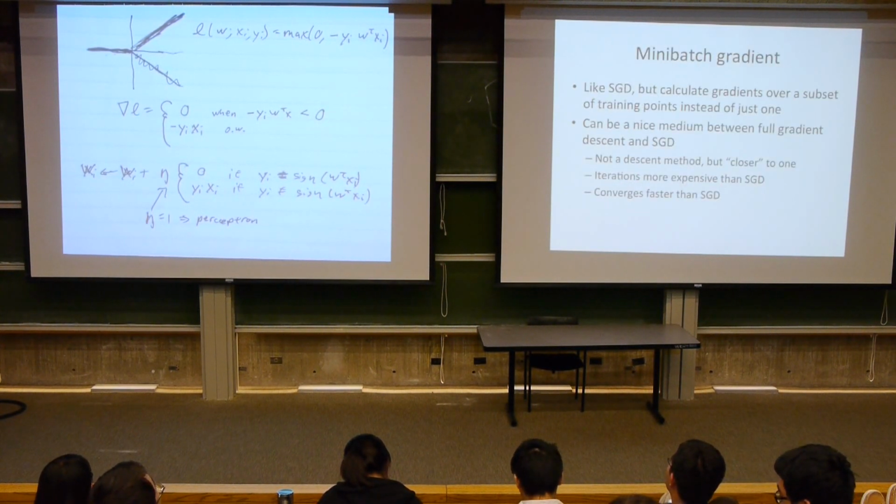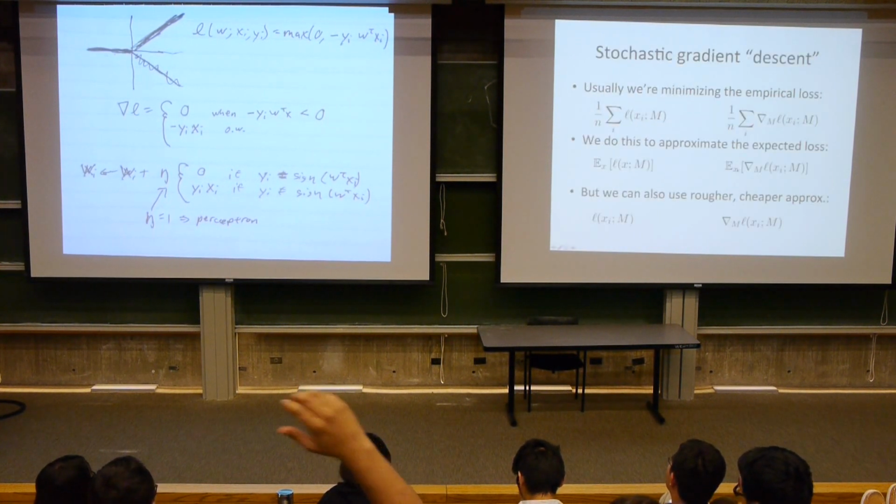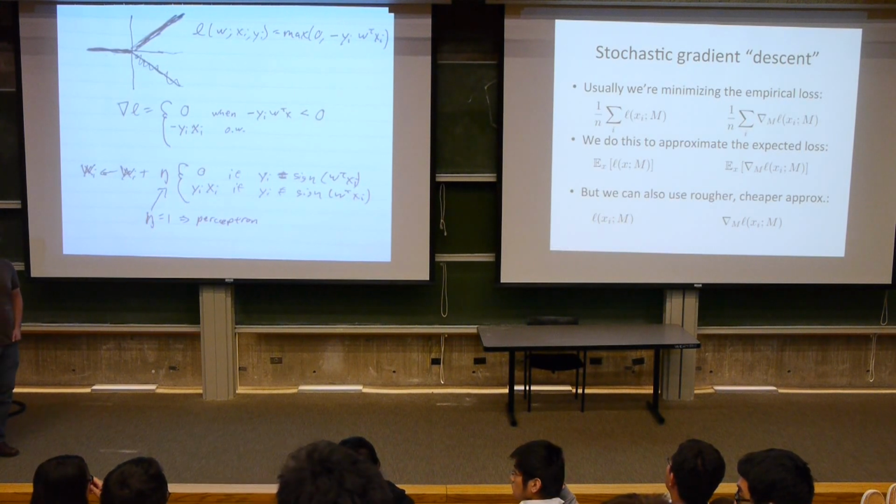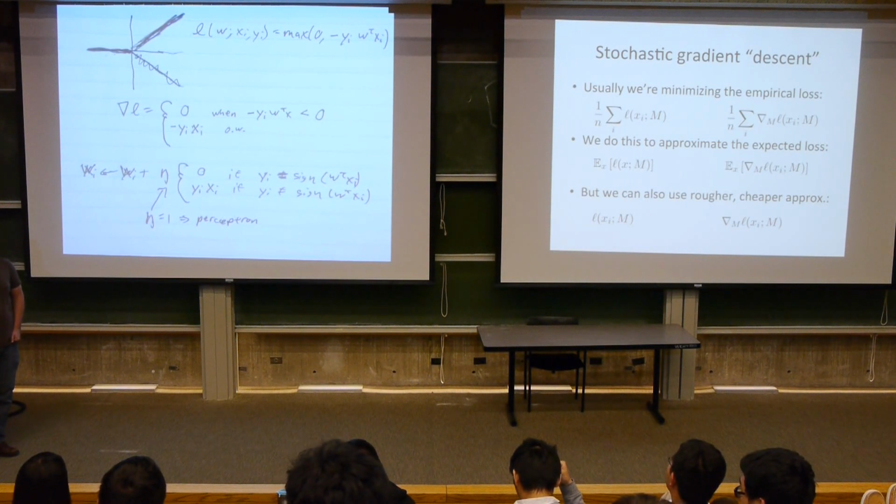Okay, remember the point of SGD was just that we were doing something that approximated this expected loss, or the expected gradient of the loss. Oh, yeah. Just one question. If the signs of yi and wt xi are the same, does the stochastic gradient descent just stop there? Because it could still be away from.